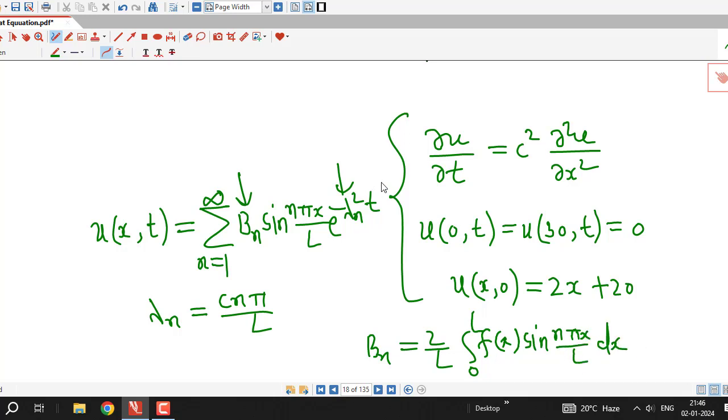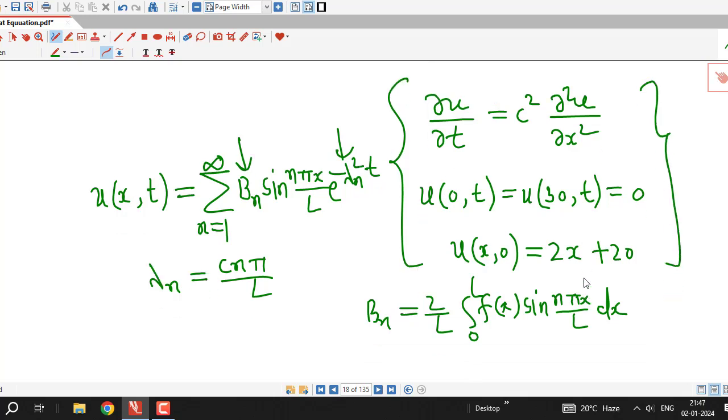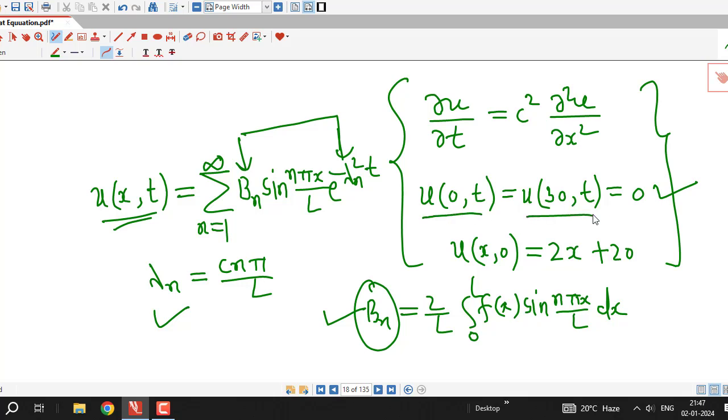And we have solved this type of problems in previous lectures. In lecture number 3 and 4, we have seen how to solve this type of problems. All we have to do is calculate the value of Bn and lambda n and substitute in this standard formula, which is applicable when temperature is 0 at both the ends and u(x,0) is f(x), which we will use to find out Bn.